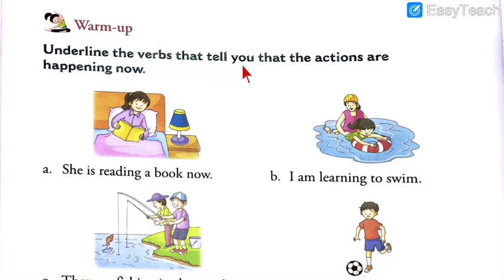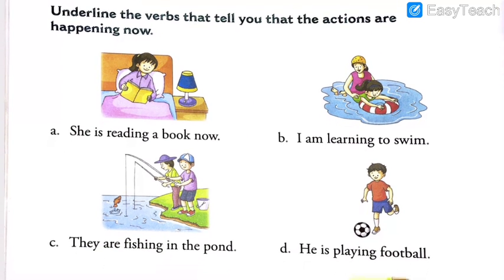Underline the verbs that tell you that the actions are happening now. Now always when the actions are happening now, that means it is in the present and continuous form. It is continuously happening. Let us read and underline.